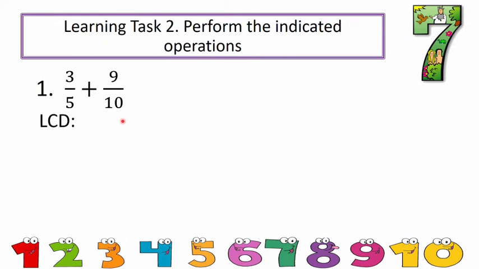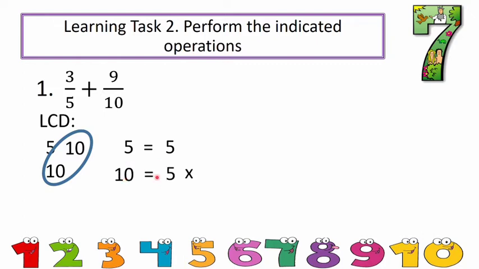So how are we going to get the LCD? We may use the multiples of 5 and multiples of 10. So we have 5, 10. We will stop with 10 because we already have 10 as one of the denominators. So therefore, our LCD is 10. Or we may use the prime factorization. So we have 5, we just write it 5 because it is already a prime number. And then we have 10, which is equal to 5 times 2. So we align the factors wherein there is similar factor. So we bring down 5, then times 2. So 5 times 2 equals 10.